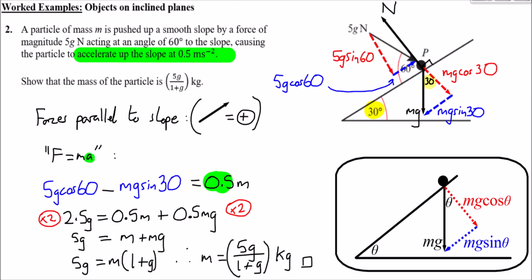And we're done and dusted because that was the question. We wanted to show that the mass of the particle was that, and we have done. So our job here is complete. Let's have a look at one more, then it's time for you folks to try some on your own.